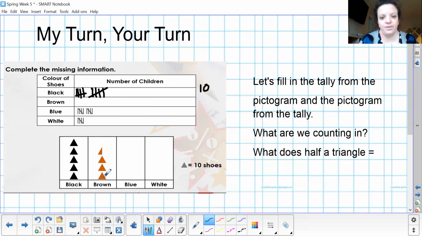Now let's look at brown. How many brown shoes have I got? Oh, I've got a half. 1 triangle equals 10. What do you think half a triangle is going to equal? Pause the screen and have a go. Okay, well done. So what's half of 10? Half of 10 is 5. So half a triangle will also equal 5.